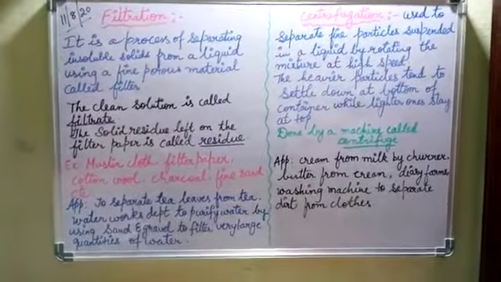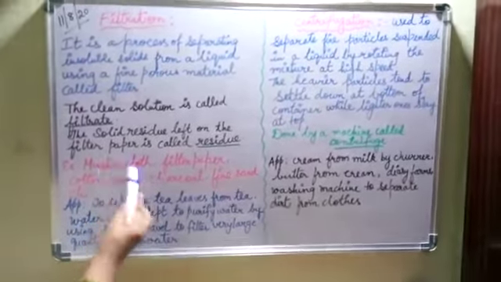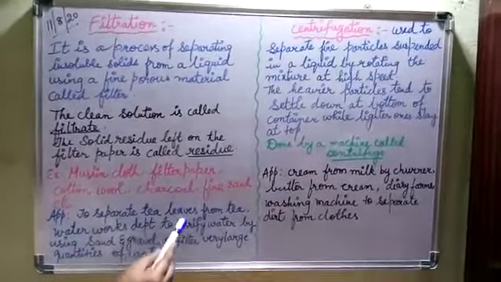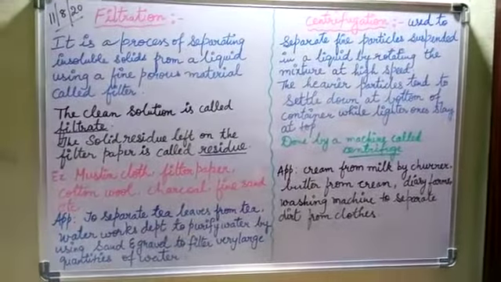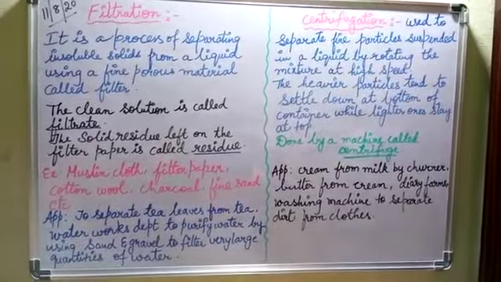Okay children, some of the examples of filters which we use are muslin cloth, filter paper, cotton wool, charcoal, fine sand, etc. All these are examples of filters which we use in our day-to-day life.